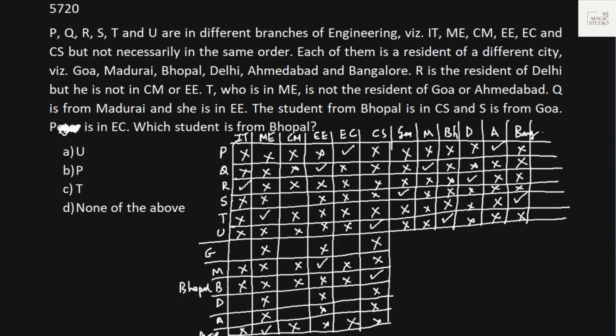Closed. R is in IT, close. S is in CM, close. R IT is Delhi, close. P EC is from Ahmedabad, close. Just check. CM is S and that person is from Goa. Done. Which student is from Bhopal now? Bhopal is U. Now whatever question they ask, we can answer.